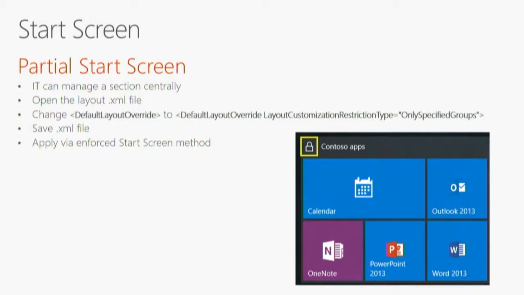We also have a partial start screen. Now that was in 1511, and I demoed it to a customer. I said, this is how you manage this section of the start screen, and then all of a sudden it broke. I haven't tested on 1607, so hopefully it still works on 1607. But if you want an area in that start menu where IT can centrally control it, then the partial start screen is what you do. And I missed that partial start screen there.